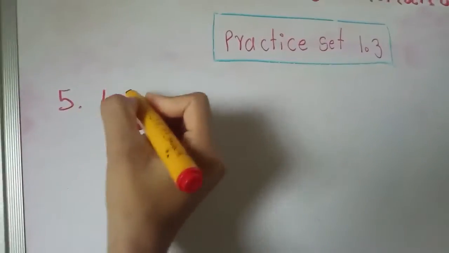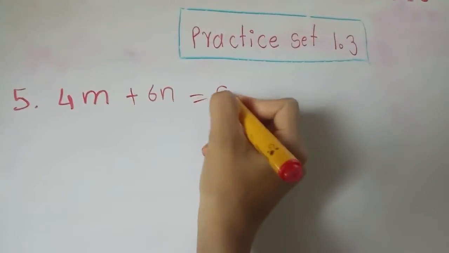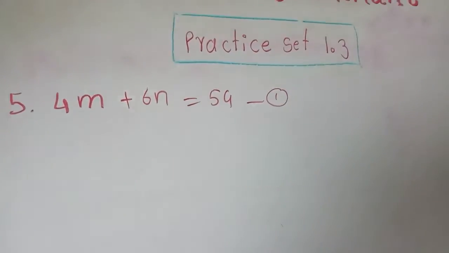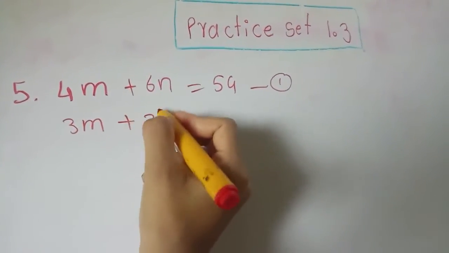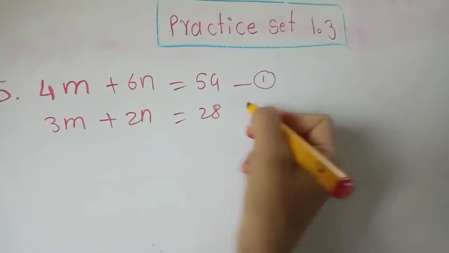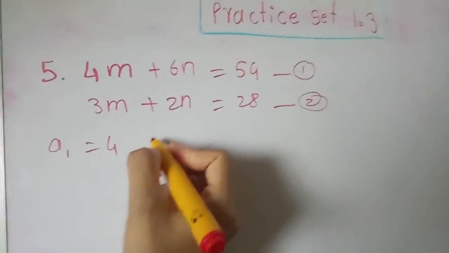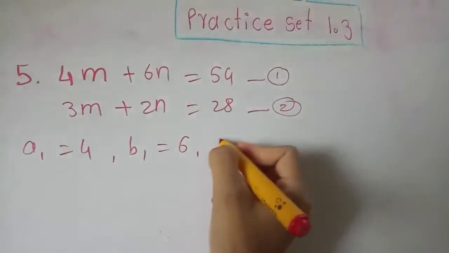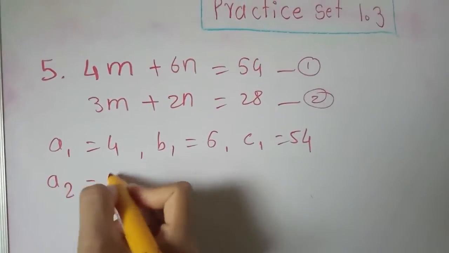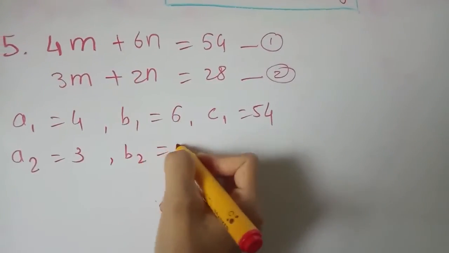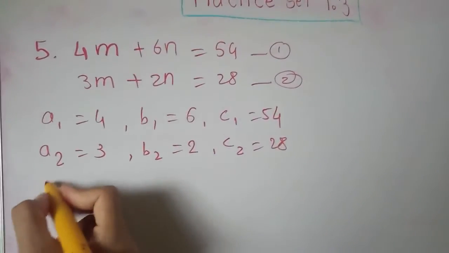Fifth is 4m plus 6n is equals to 54. This is our equation number first. And 3m plus 2n is equals to 28. This is equation number 2. So a1 is equals to 4, b1 is equals to 6 and c1 is equals to 54. a2 is equals to 3, b2 is equals to 2 and c2 is equals to 28.